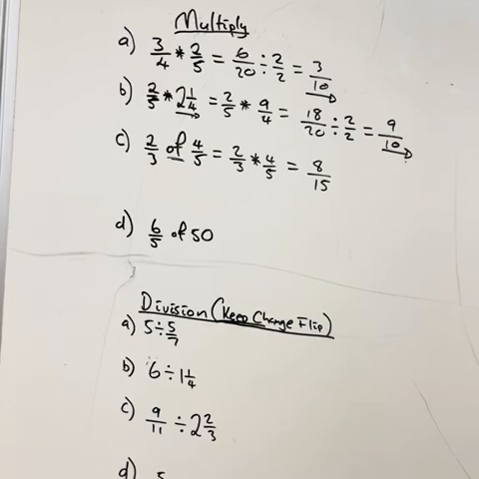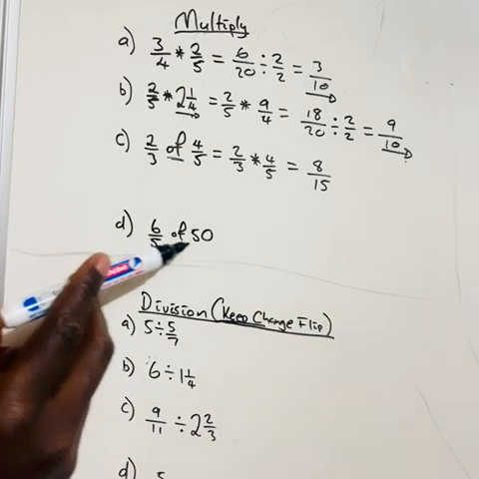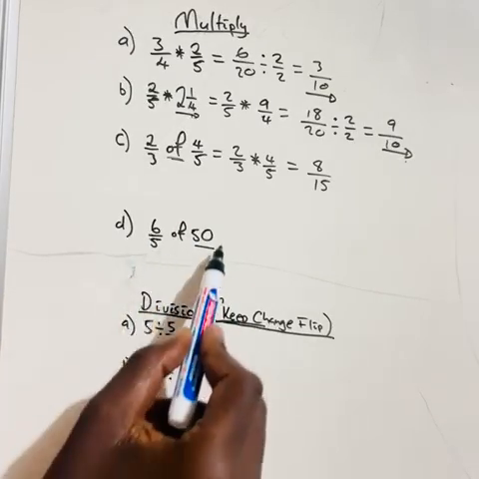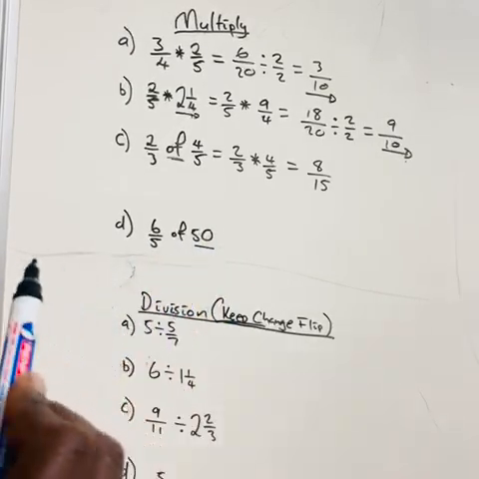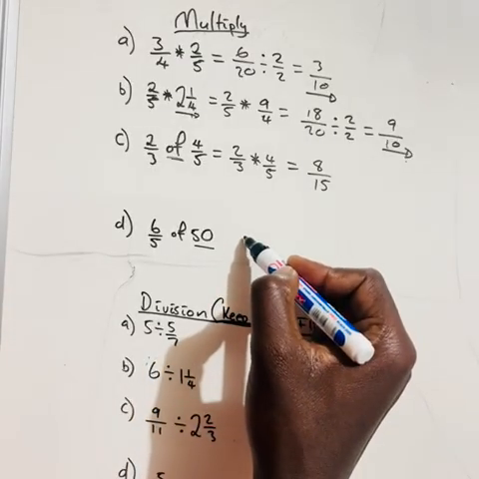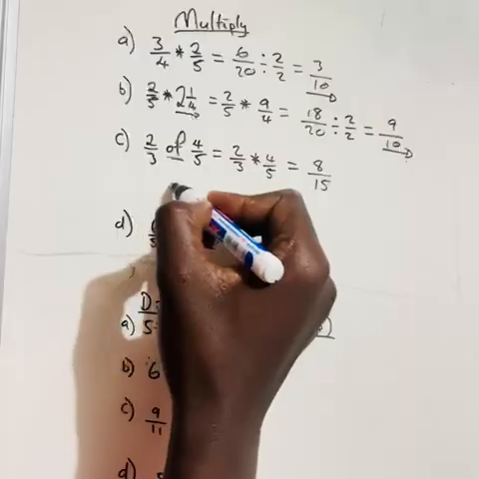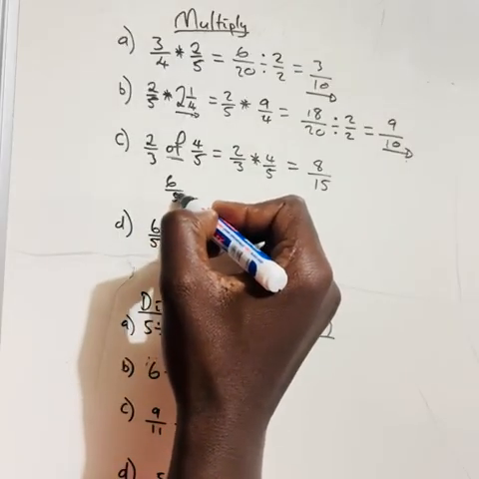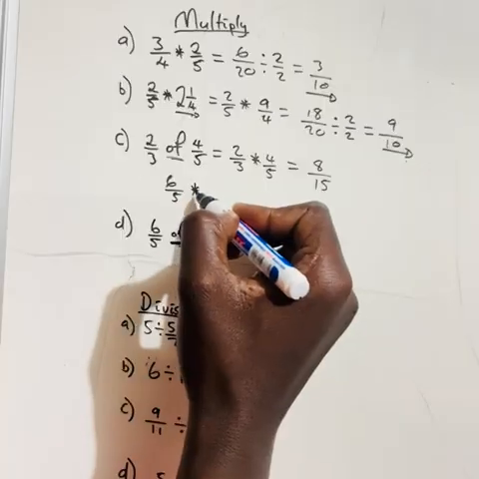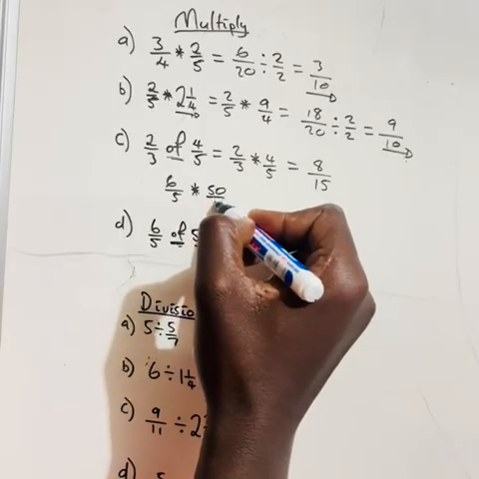All right. Here now we're being told 6/5 of 50. This is a whole number, so we need to write it as an improper fraction. So we say, okay, we have 6 over 5. Let me write it here. 6 over 5 of, remember I said it means multiplied by. So I multiply by 50 over 1.